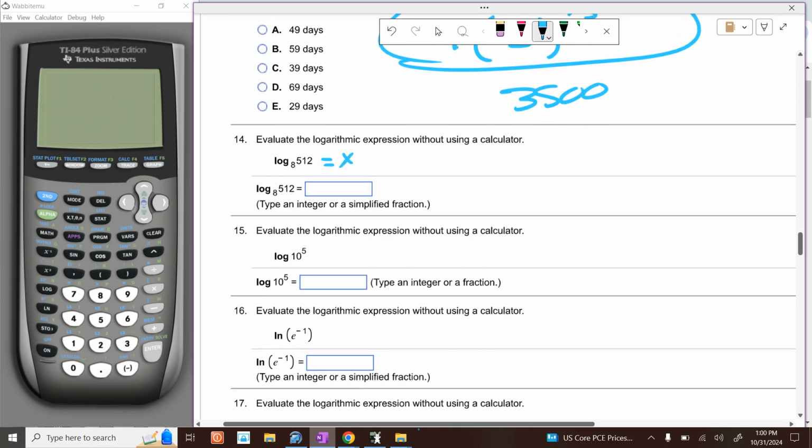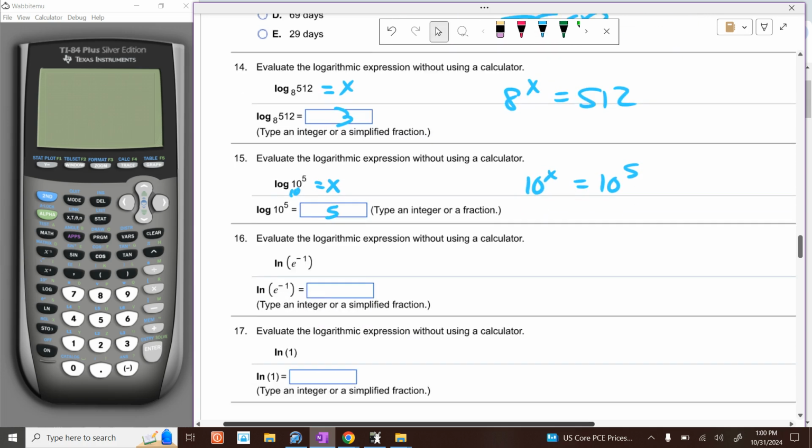Here, you put an x on this side. 8 to the x equals 512. I think 8 to the third power? What's 8 to the third? 512. So it's 3. This one, if we put an x there, the base of this is 10. So 10 to the x equals 10 to the fifth. So x must equal 5.